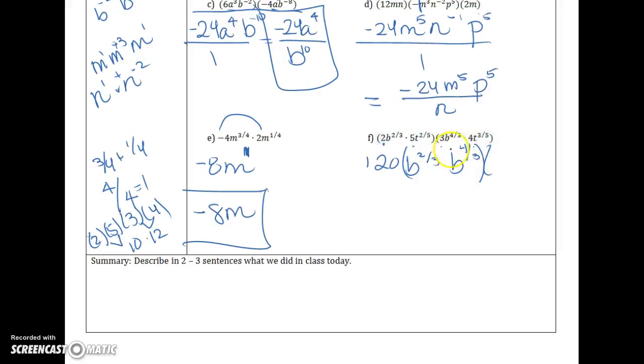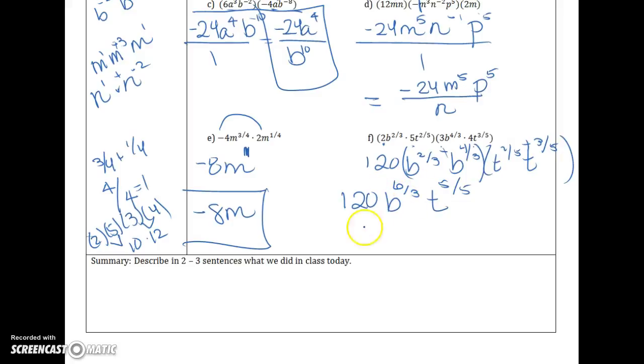And I'm going to also group the t's because they're like terms. T to the 2/5 and t to the 3/5. Okay, that 120 is set. We're good with that. What about these b's? 2/3 plus 4/3. Same denominator, so I'm going to keep that at 3. And then 2 plus 4 is 6. I don't like that. But for this t, I have 2/5 plus 3/5. Sounds like I have a lisp. 5/5, because 2 plus 3 is 5.